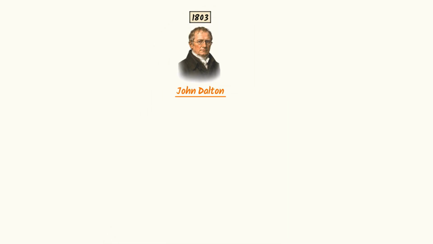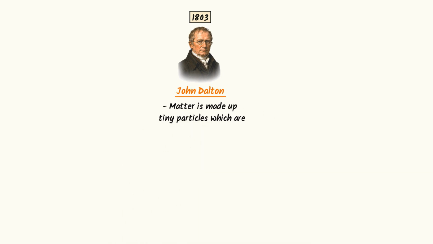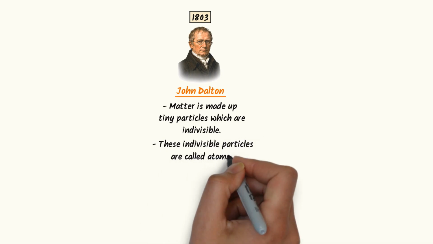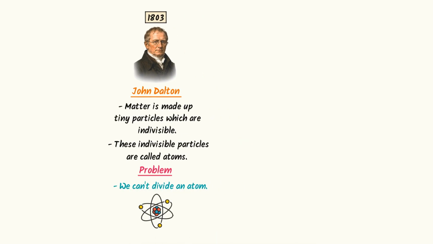John Dalton Baba was the first person who presented the first modern atomic theory. He states that matter is made up of tiny particles which are indivisible. He called these indivisible particles atoms. But this atomic theory has a big problem. We cannot divide an atom.